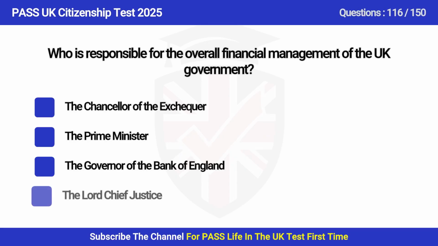Question 116. Who is responsible for the overall financial management of the government? A. The Chancellor of the Exchequer. B. The Prime Minister. C. The Governor of the Bank of England. D. The Lord Chief Justice.